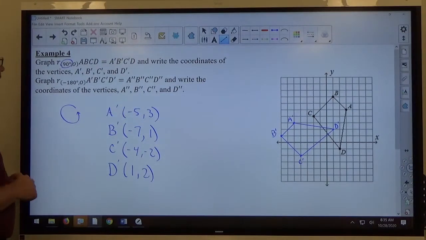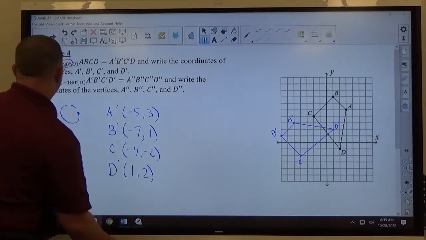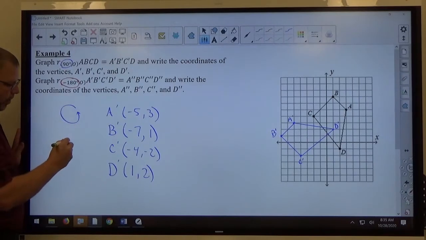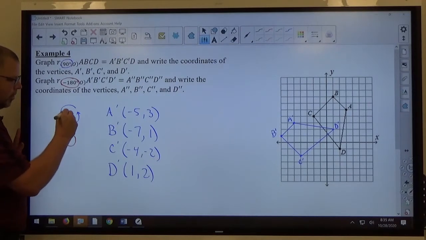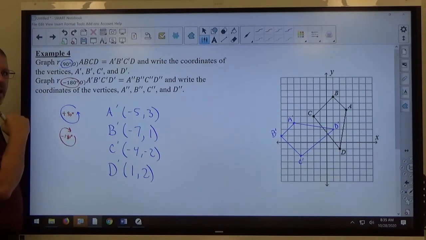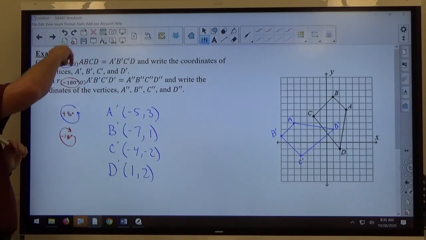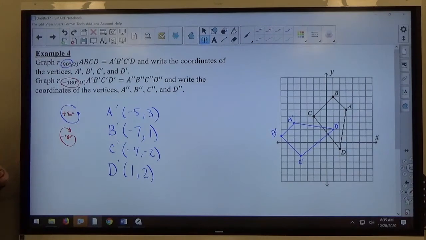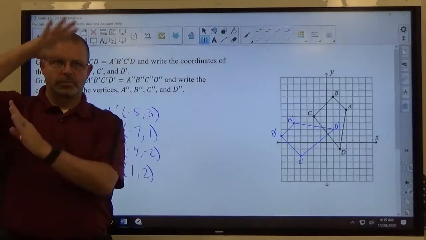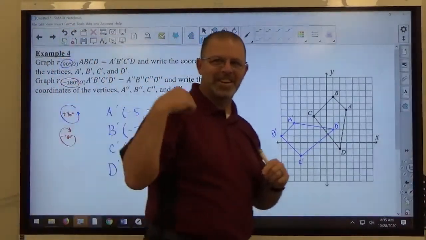Okay, then we want to do a second transformation. We want to do a second rotation. This says rotation of negative 180 degrees. A negative goes clockwise, so we're going to be going this way this time for the second one. The positive 90 went counterclockwise, the negative 180 goes clockwise, so we're going to be turning this way. 180 degrees is a half turn, so straight up turns to straight down. The last one was a quarter turn.